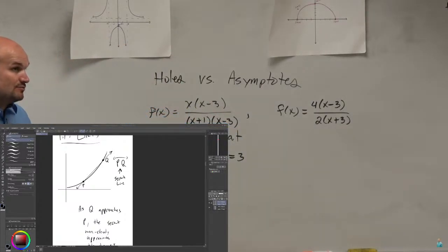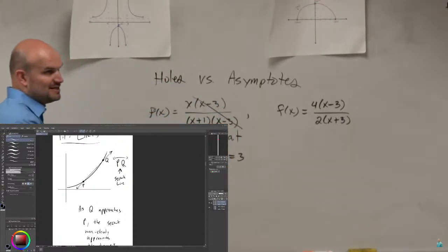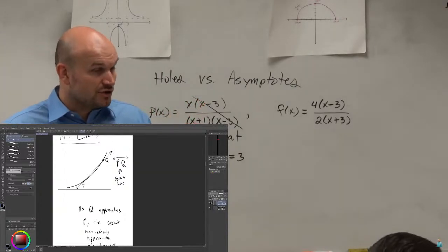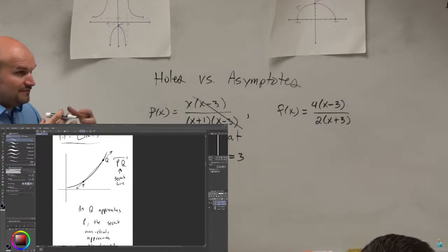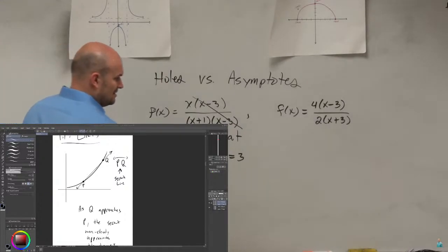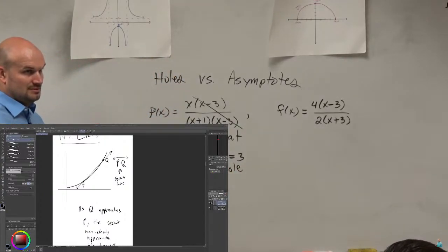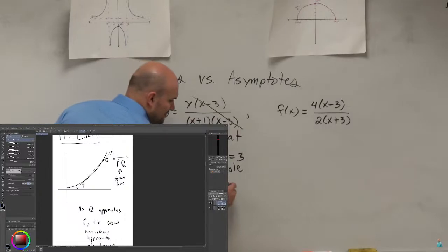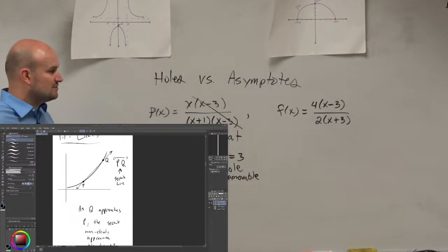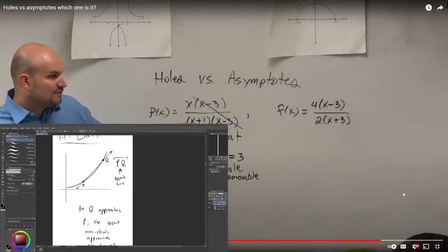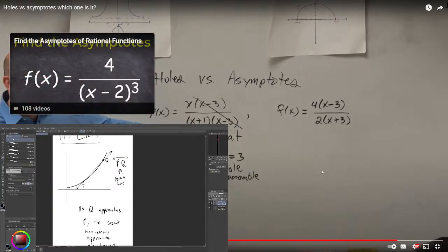So the basic rule, guys, is if they divide out, don't you guys agree x minus 3 divided by x minus 3 is 1? So it can be simplified. If they can be divided out, this is what we call a hole, which obviously we know is removable. On the simplified version of this graph, we still have x over x plus 1. This never got removed. It's non-removable.